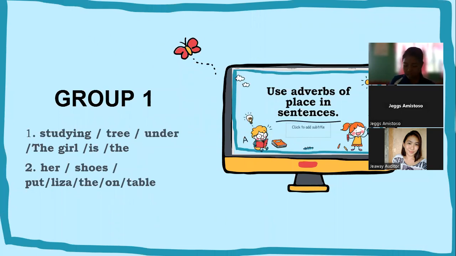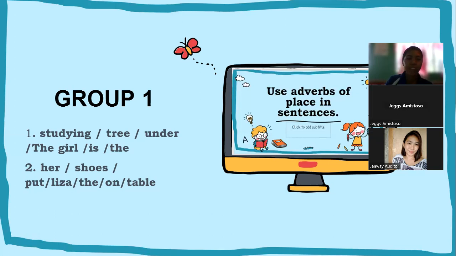For group one, group Amistoso, could you read number one? Number one: studying, tree, under, the, girl, is, the. Okay, what is your answer, group one, in number one? Our answer, teacher, is... Again, I cannot hear you. The answer, teacher, is the girl is studying under the tree. Okay, how about in number two? Liza put her shoes on the table. Very good. Group one got the correct answer.